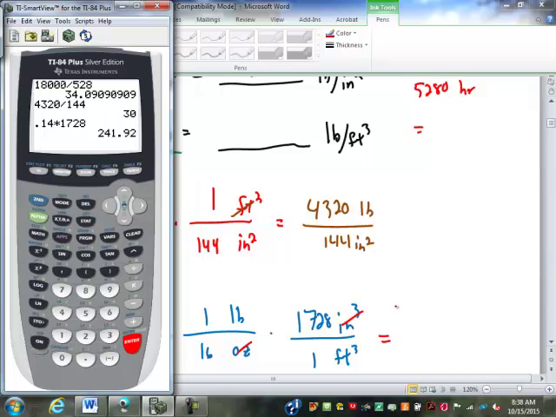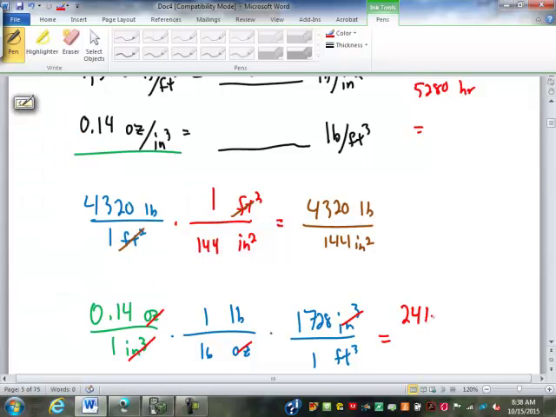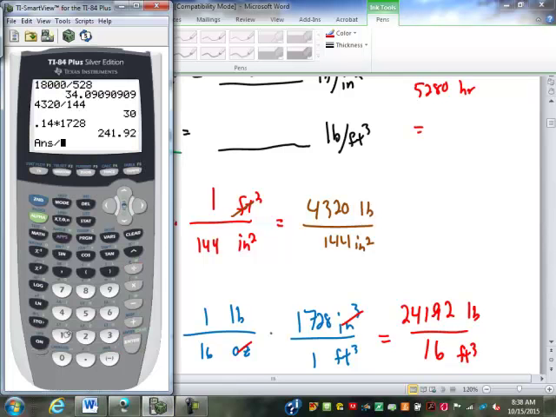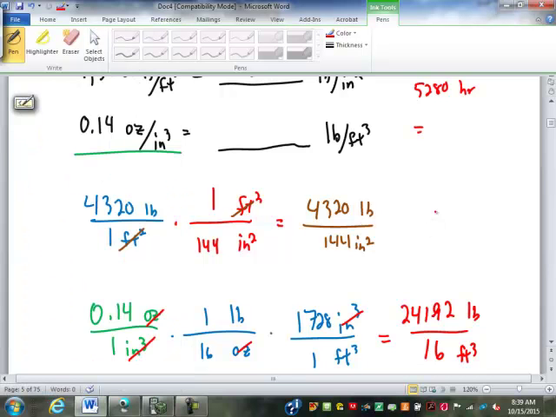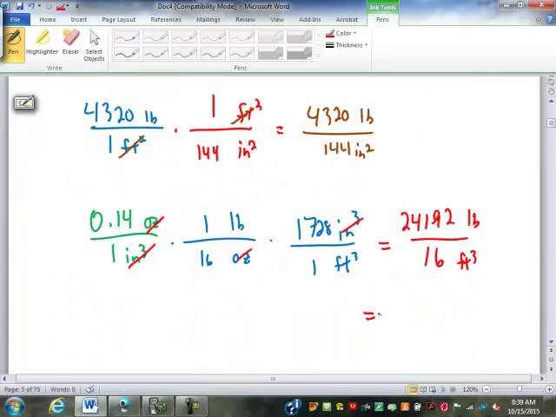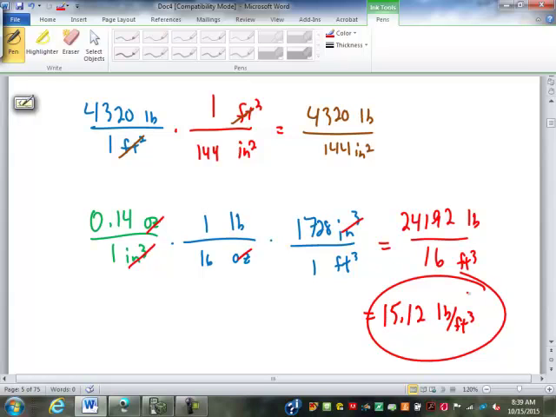That is 241.92 pounds. Over 1 times 16 times 16 times 1 is 16 cubic feet. So we're going to divide by 16 here. 15.12 pounds per cubic foot. Anybody get that one? So you're saying you're all good and ready for a quiz?